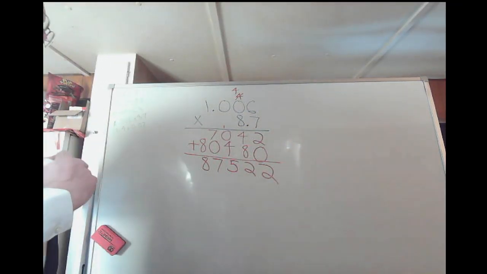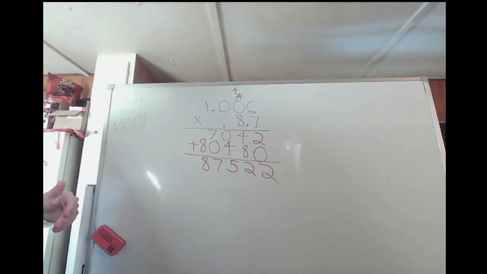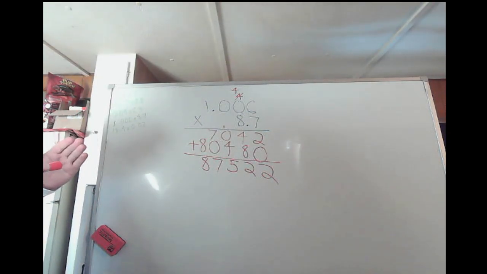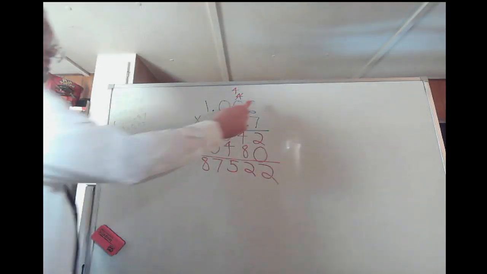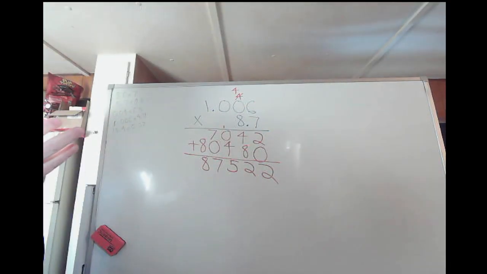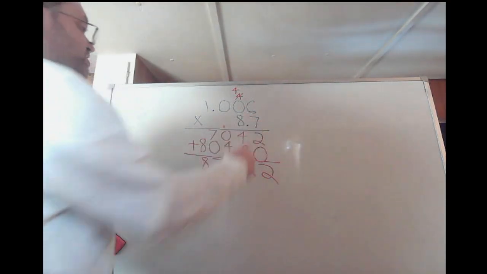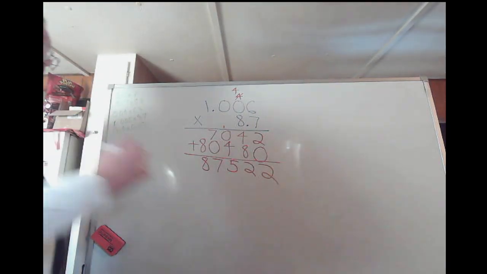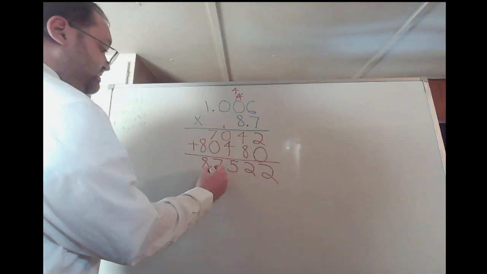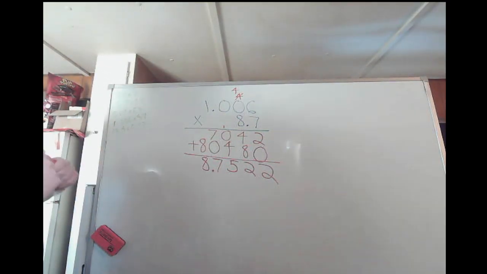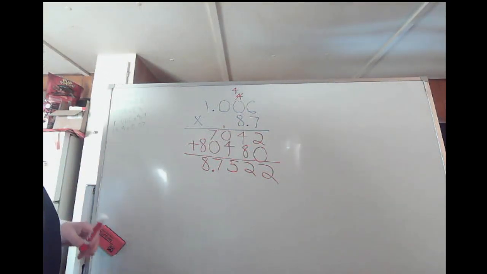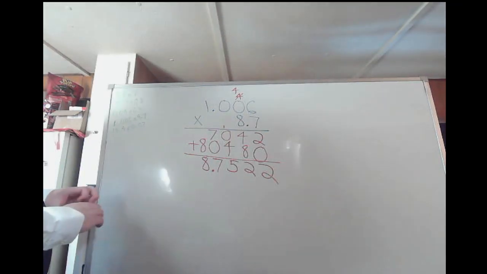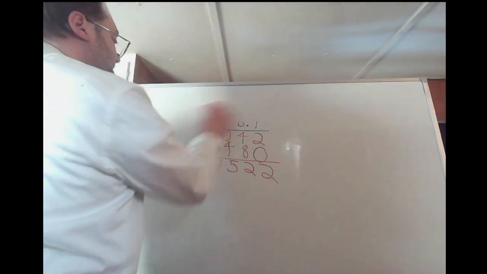Now the part it's going to come down to is figuring out how many digits the final result has. Well, the first term of the equation had 3 decimal places. The second term of the equation had 1. So 3 plus 1 is 4. Your answer is going to have 4 decimal places. So your answer should be 8.7522. That's exactly the answer you should end up getting for this. And I do have one more.